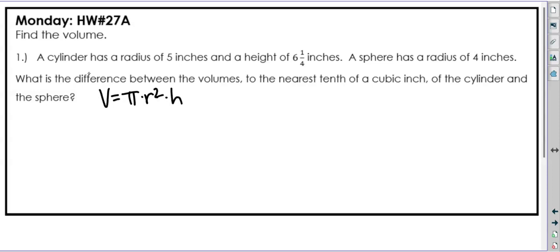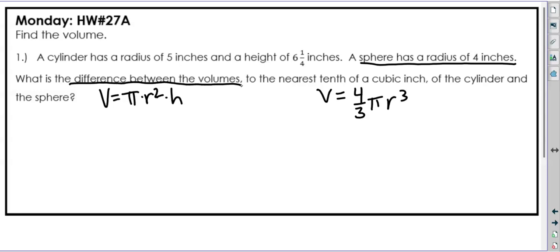So that means if I'm trying to find the volume of a cylinder and also a sphere, I need to use both of these formulas. A sphere formula is 4/3 pi r cubed. It's asking what the difference between the volumes is. The difference means to subtract. First I find the volumes, then I subtract them, and round my answer to the nearest tenth.